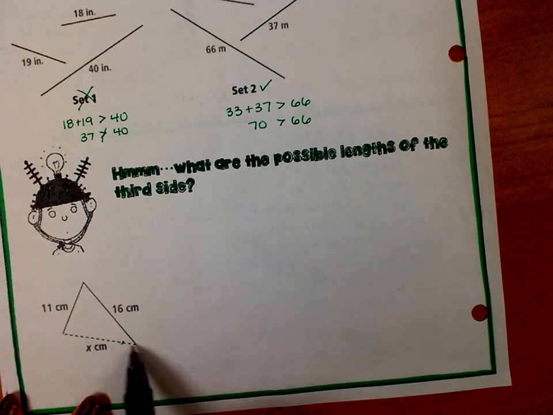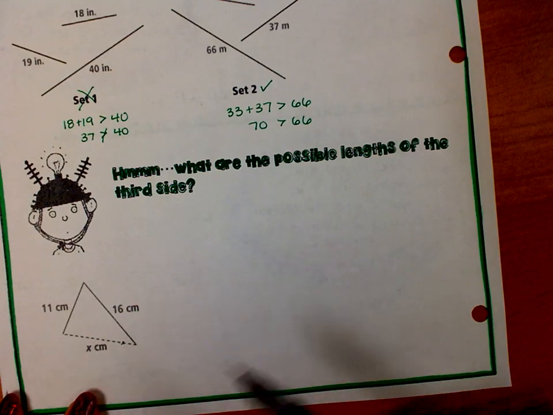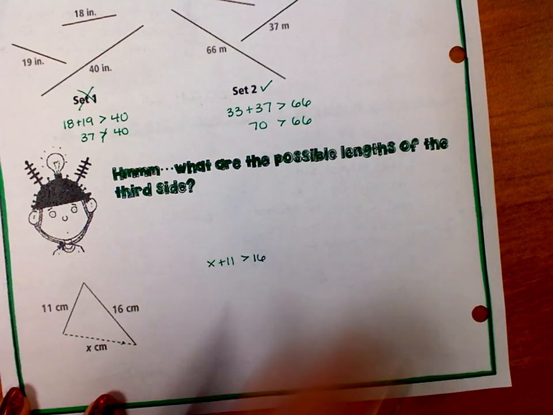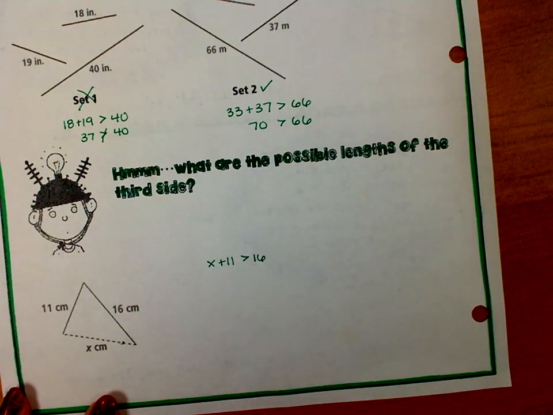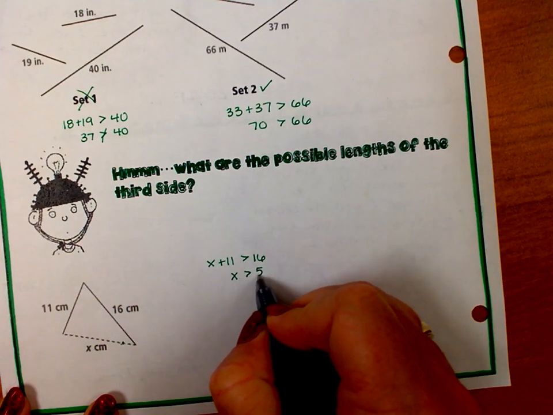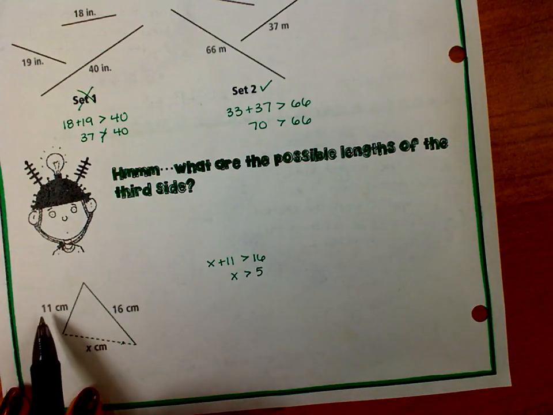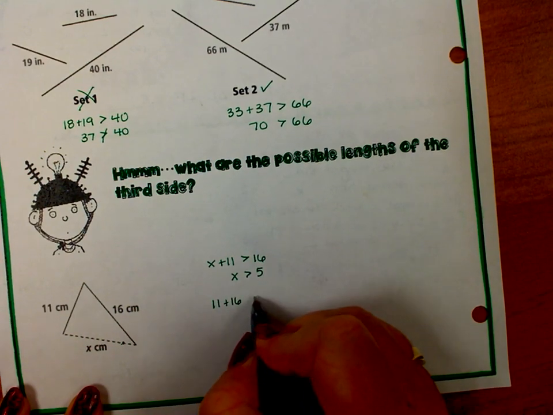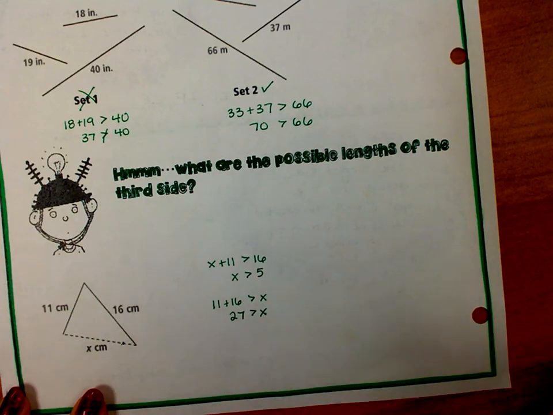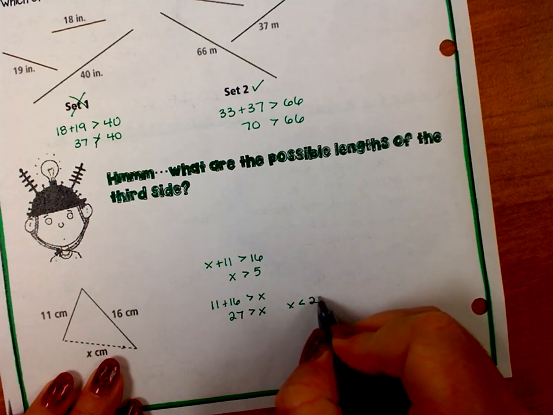If this side is the smallest side, and this is not drawn according to scale, then that means that x plus 11 must be greater than 16. So let's solve to see what x would have to be. If we subtract 11 from both sides, then x has to be greater than 5. If x is the largest side, then 11 plus 16 has to be greater than x, or 27 has to be greater than x. So we could also say that x is less than 27.